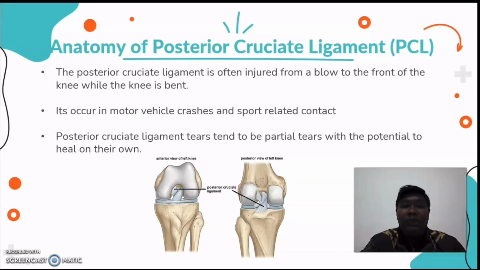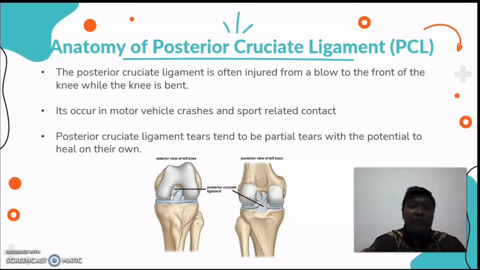Today we explain to you the anatomy of the posterior cruciate ligament, or we call it PCL. For the PCL, we use a dial test. Next, I will explain to you what a dial test is, and now I will explain the anatomy first.